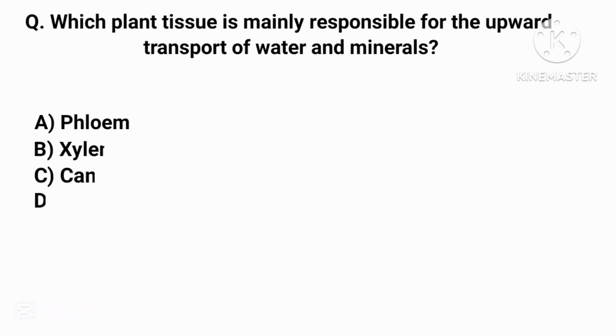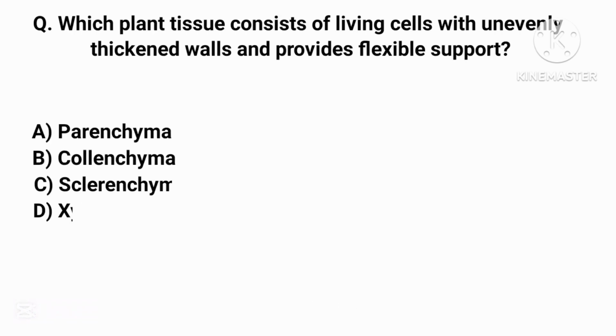Which plant tissue is mainly responsible for the upward transport of water and minerals? Correct answer is option B, xylem. Which plant tissue consists of living cells with unevenly thickened walls and provides flexibility? Correct answer is option B, collenchyma.